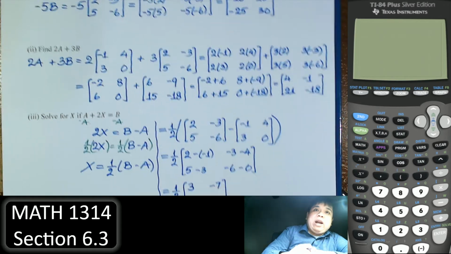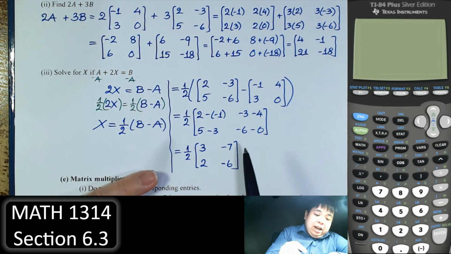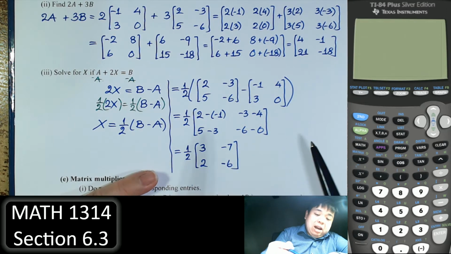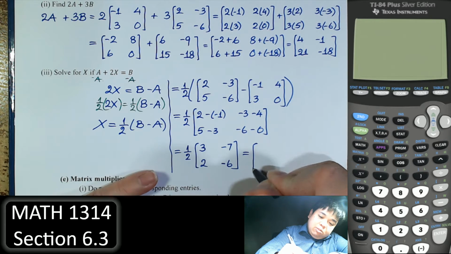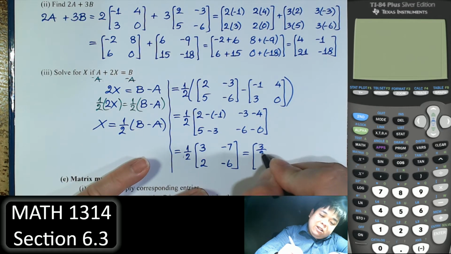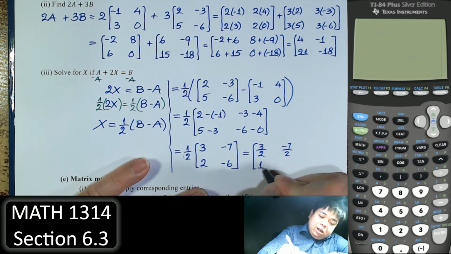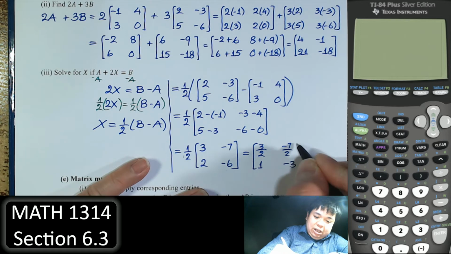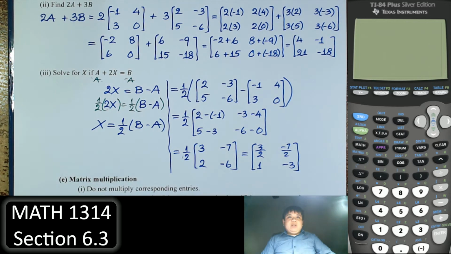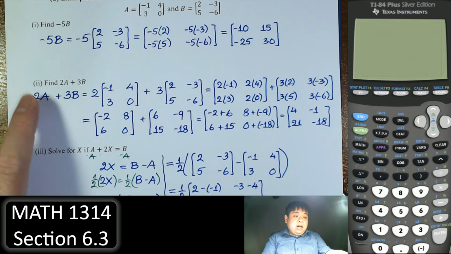And multiply by 1/2. Sorry. So that's what we have. And then multiply by 1/2. So we just multiply 1/2 to everything. I'm going to run out of space, so I'll skip that step. So 3/2, -7/2, 1, and -3. Right, so that's what we have. So far we have add or subtract and scalar multiplication, where we multiply that scalar to every entry of the matrix.